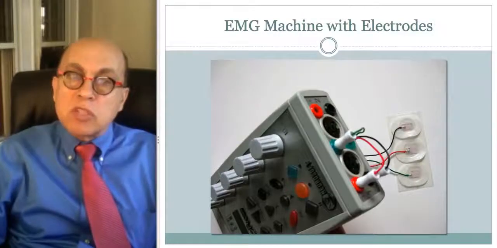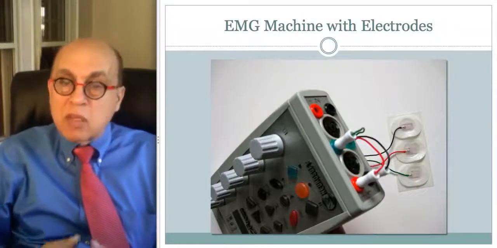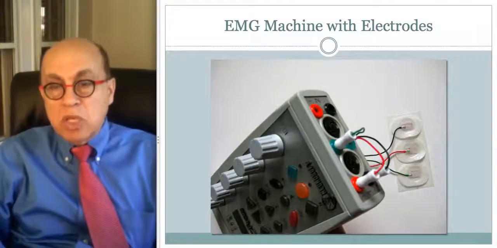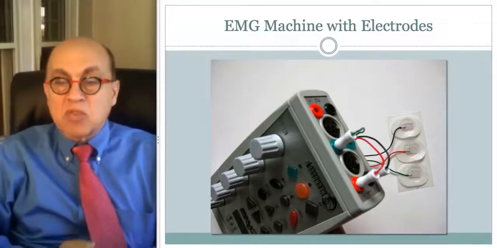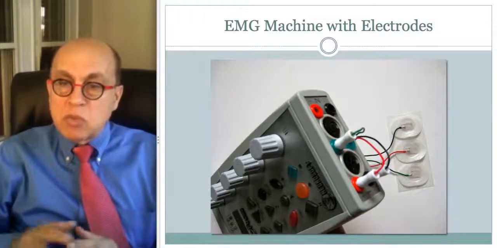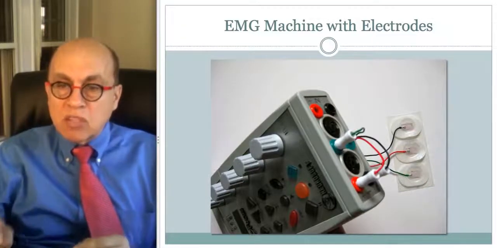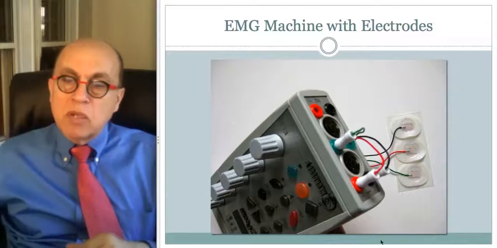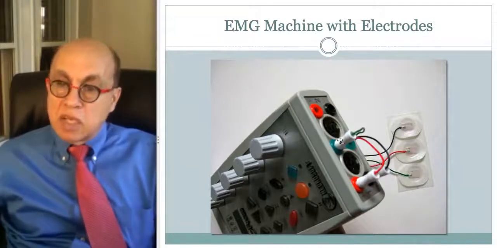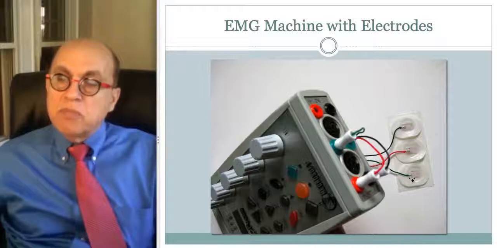So how do we do EMGs and nerve conductions? What does it take to do EMG and nerve conductions? Well, here's an EMG machine. It's upside down the way you see it right now, but it's a fully functional EMG machine. The reason I'm showing it to you this way is I want to show you the electrodes that plug into it. When you look at the electrodes, there are 3 of them that are connected to the EMG machine.